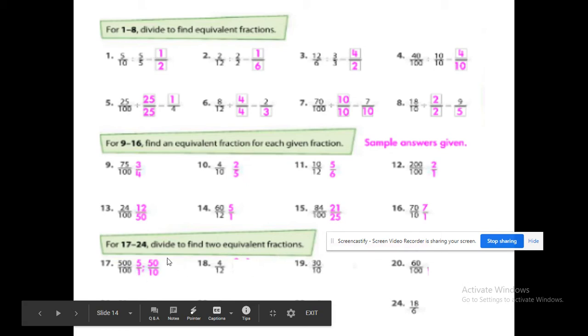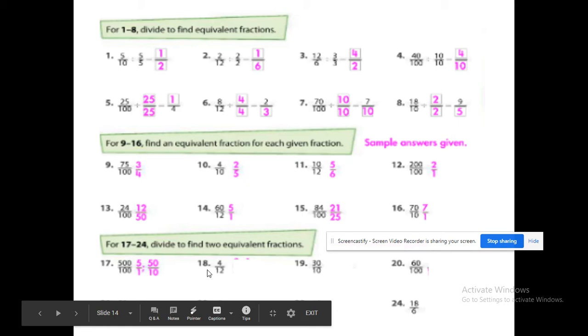So let's think about another number. Why not divide the 500 by 10, and also the 100, the denominator, by 10? If I divide 500 by 10, it gives me 50. And if I divide 100 by 10, it gives me 10. And this is another equivalent fraction. Here I'm thinking about numbers to use them and divide the numerator and the denominator. So I got two equivalent fractions.